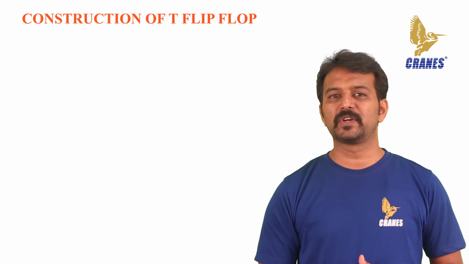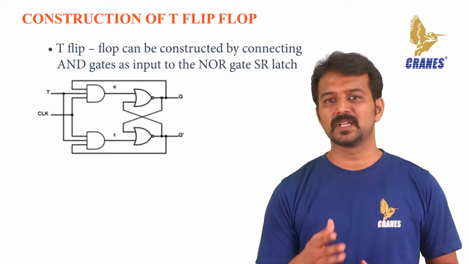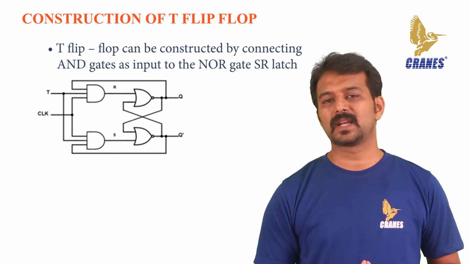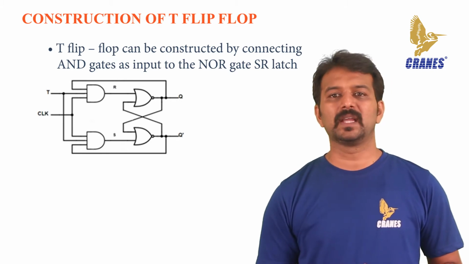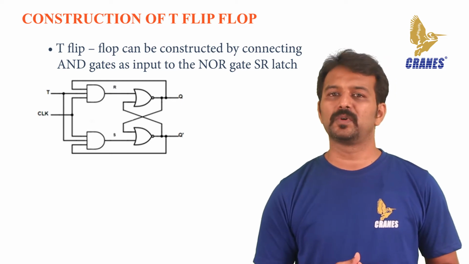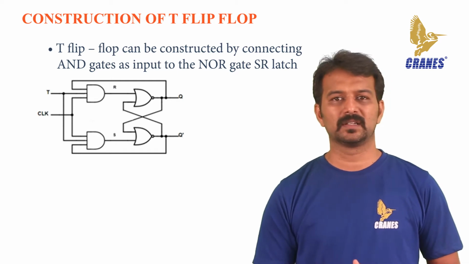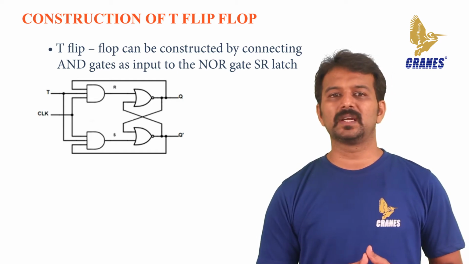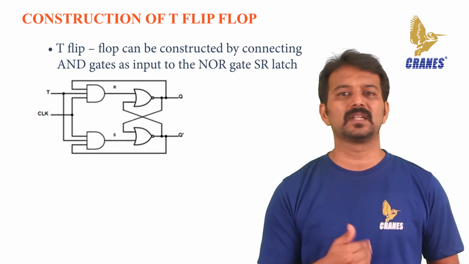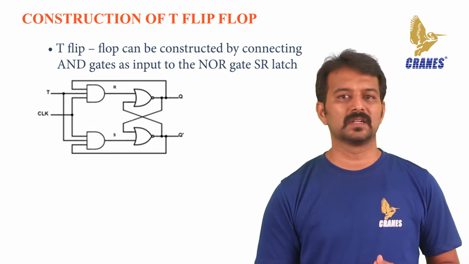Let's look at the construction of a T flip-flop. A T flip-flop can be constructed by connecting AND gates as input to the NOR gate SR latch, and these AND gate inputs are fed back with the present state output, which is Q, and its complement, which is Q bar, to each AND gate. A toggle input is connected in common to both the AND gates as an input. The AND gates are also connected with the common clock signal.